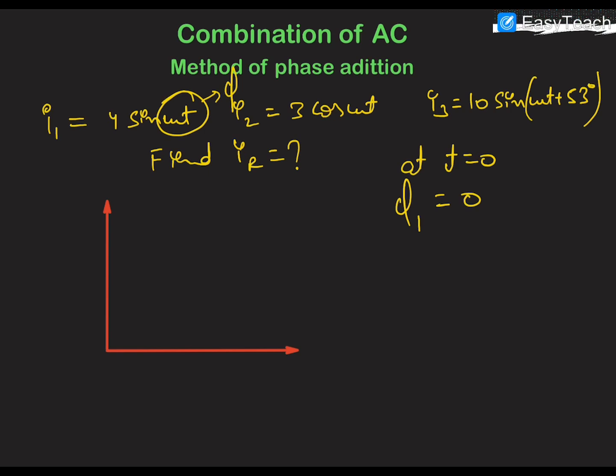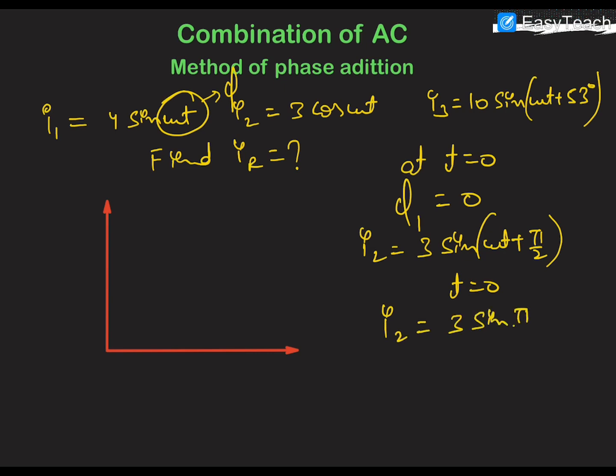So you can write I2 as 3 sine omega t plus pi by 2, and then you can substitute the value of time as 0. So I2 will be 3 sine pi by 2. In the same way, I3 will be equal to 10 sine 53 degrees. So now we have to consider this phase as an angle, and we have to write down the amplitudes at these specific angles.